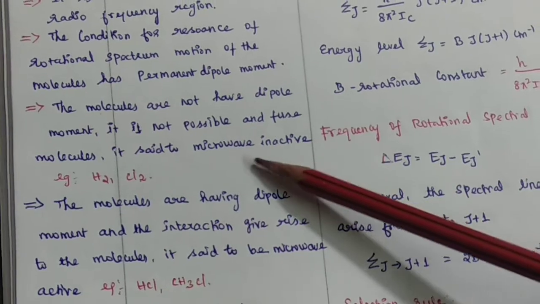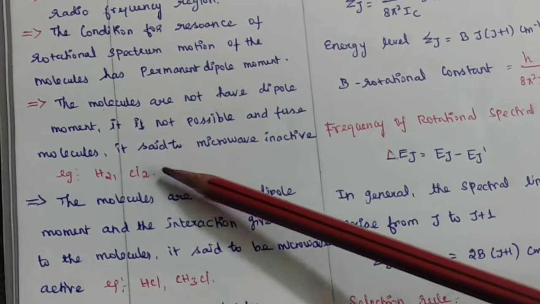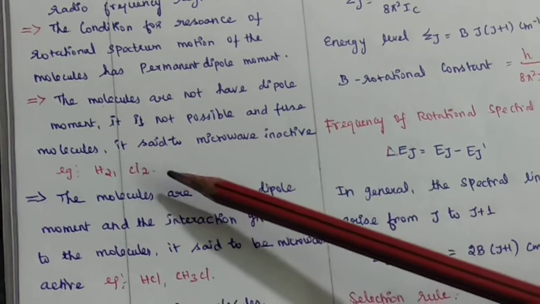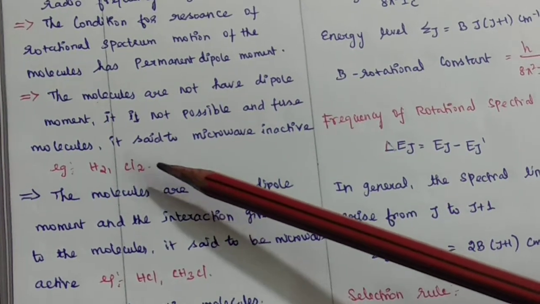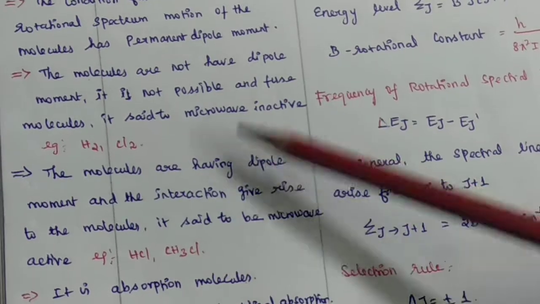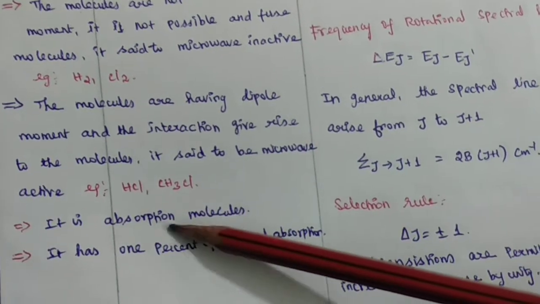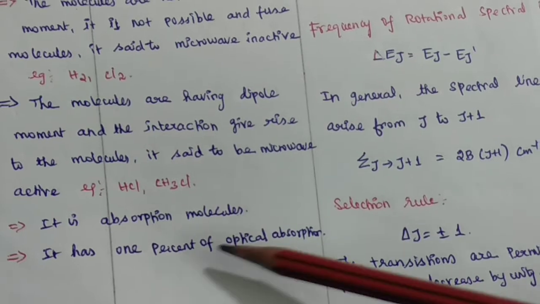So these two are most important, microwave inactive and microwave active. They will ask examples like this. Given microwave inactive, they will ask which is the suitable example. So these are the most important cases. So then rotational spectra is also absorption of molecules. It has 1% of optical absorption. Okay.